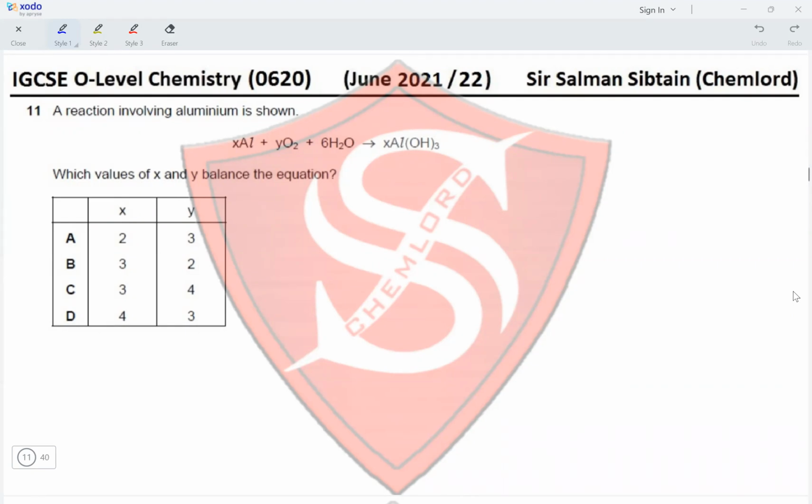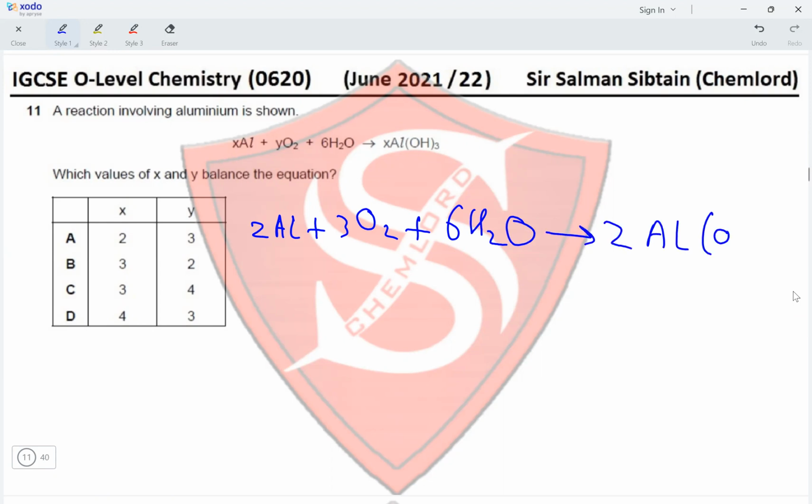So we will have to place the values given in the table and see which of these values balance the equation. So if we have 2 moles of Al and we have 3 moles of O2 and we've got 6 moles of water producing 2 moles of Al(OH)3. So in total we've got 12 atoms of oxygen on the reactant side and 6 atoms of oxygen on the product side. So this equation is not balanced.